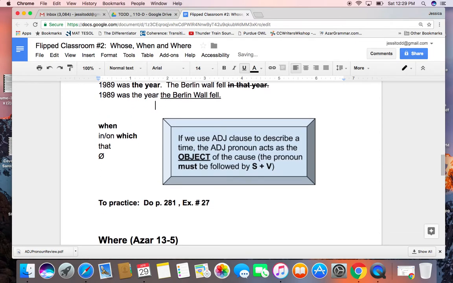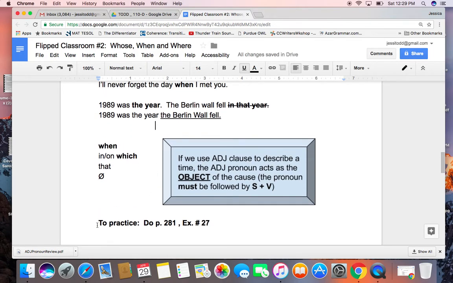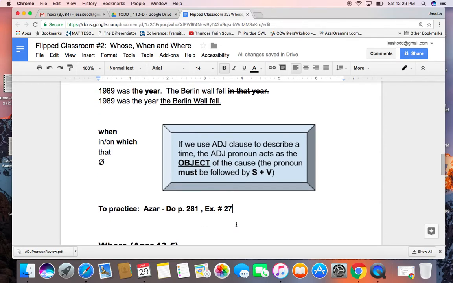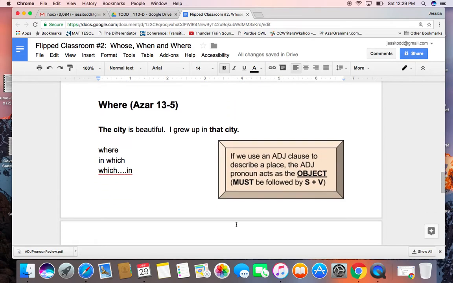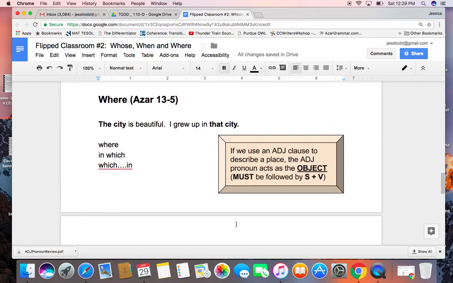All right, so to practice when, I'd like you to do this in our Azar book. Please do page 281, exercise 27. It's a very short exercise, okay? Okay, last one is where, okay?